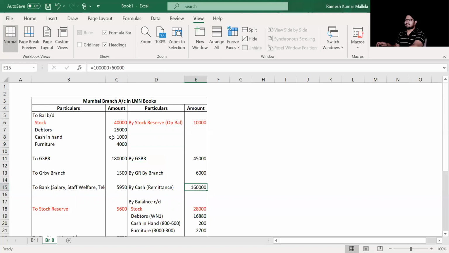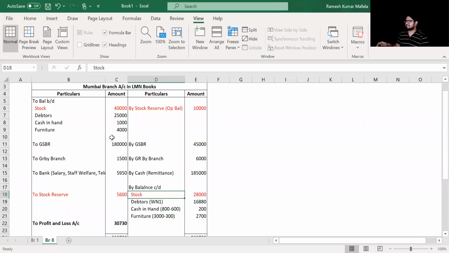The cash remittances are 1,20,000 of cash sales made plus 65,000 of your collections from debtors. All put together, 1,85,000 is the value of cash remitted to head office. Now we have completed all the transactions. Let us now go ahead with taking closing balances.